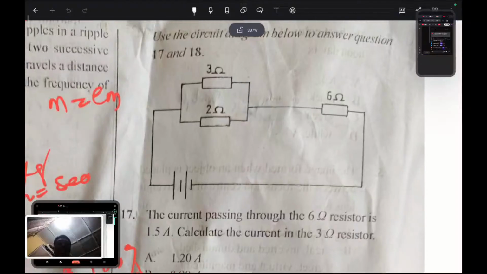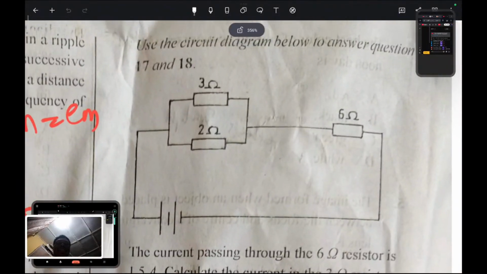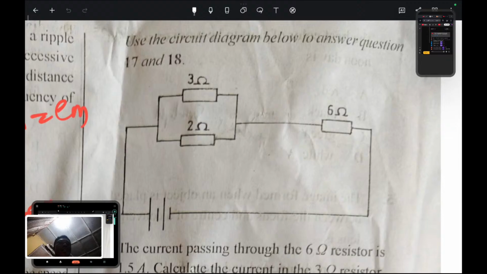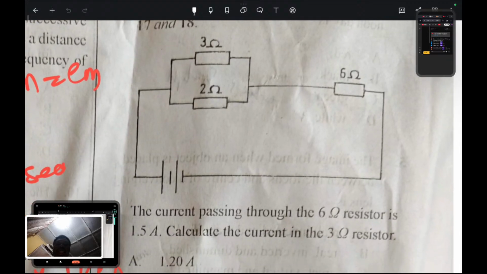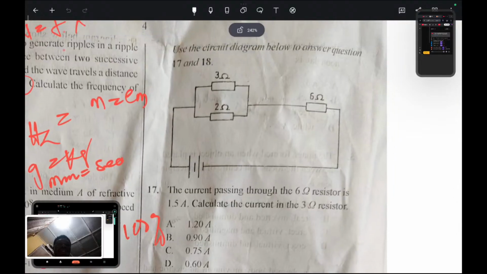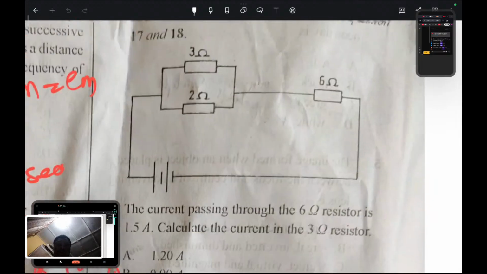I'm going to leave it to you to solve so that you drop the answer in the comments. And if you need to screenshot this particular question, screenshot it. We are going to use this circuit to answer question 17 and question 18. Is that clear? Look at question 17: the current passing through the 63 ohm resistor. This is SS1 work.